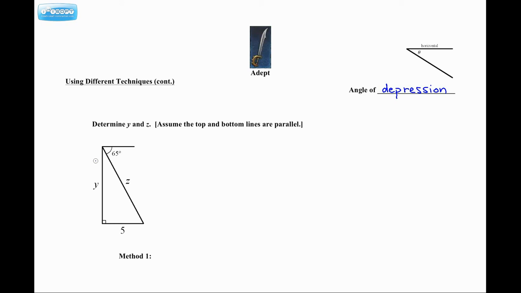So for this example here, we just want to determine y and z. So that's this height here and the hypotenuse of this triangle here. We can assume that the top and bottom lines are parallel. So I can actually denote that by putting little arrows here. So these two lines are parallel.